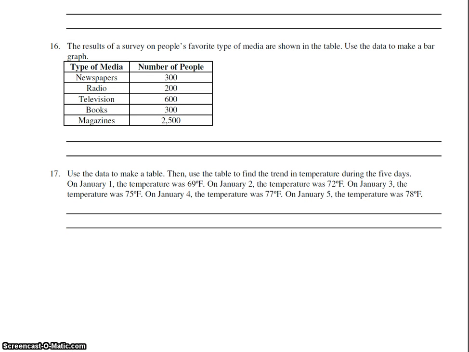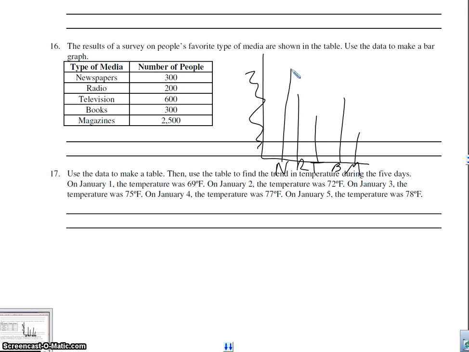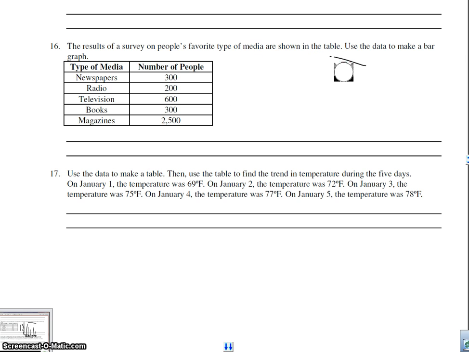Almost done. Only 2 more questions. 16. The results of a survey on a people's favorite type of media are shown. Use the data to make a bar graph. So we would, again, make the same type of bar graph. Remember, our numbers go on this side, and our newspaper, radio, television, books, and magazines, and our bars would go something like this. Make sure you put a title. Make sure you label what everything is. Okay? Now, when you actually have this on the test, they will be multiple choice, so you actually just have to pick the graph that's correct. You're not going to have to draw it yourself. So that will save you a lot of time and me grading them as well.